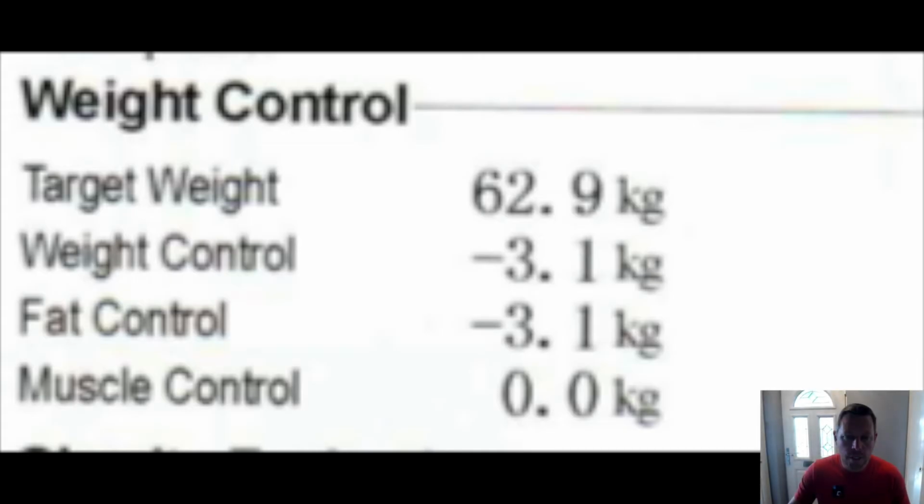So just looking at that in slightly more detail, where you've got your target weight here, we're using 62.9. The weight control wants you to lose 3.1 kilos. That is totally coming from fat. Now, I want you to take this with a pinch of salt, because if this happened in this client, they would be absolutely shredded. Okay, so they'd be six-pack and they'd be looking pretty good.